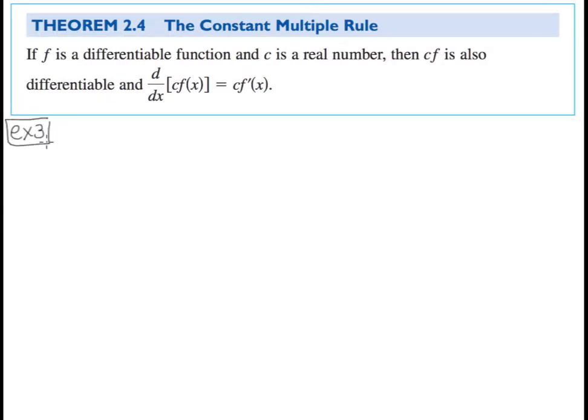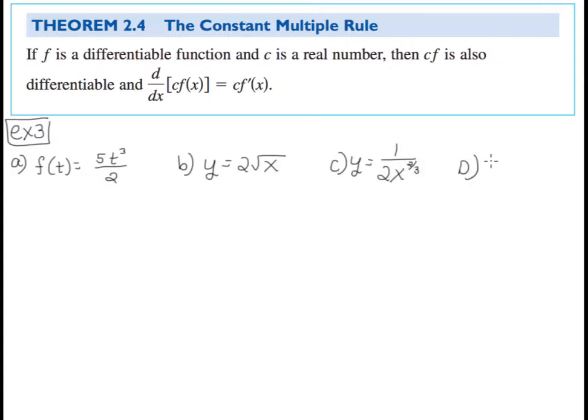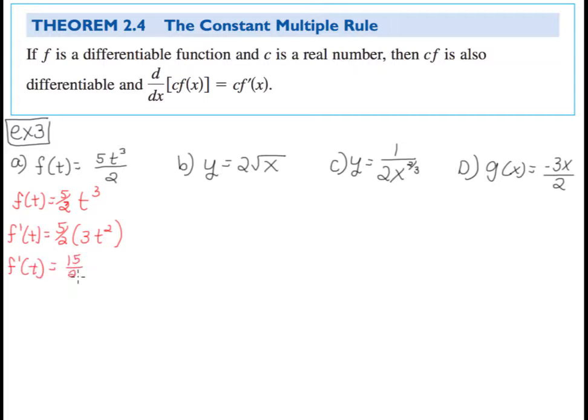The constant multiple rule states that if you want to find the derivative of a constant times a function, it's equal to the constant times the derivative of the function. So let's see how this works in an example. In A, I'm going to start by rewriting f of t as 5/2 t cubed. So I have a constant of 5/2. I'm going to multiply it by the derivative of t cubed, which we just learned in our power rule is 3t squared. And then I'm going to multiply 5/2 by 3. And my derivative of f is equal to 15/2 t squared.